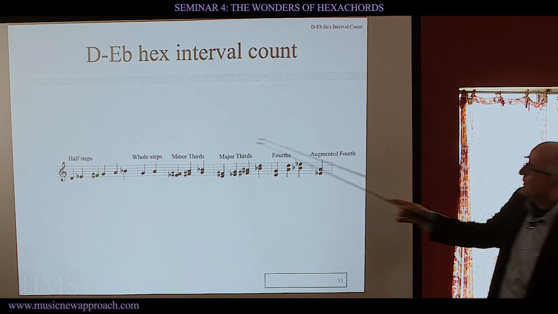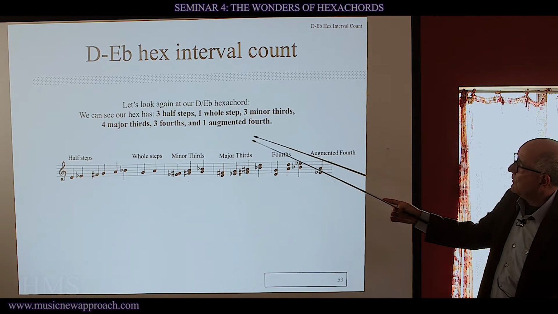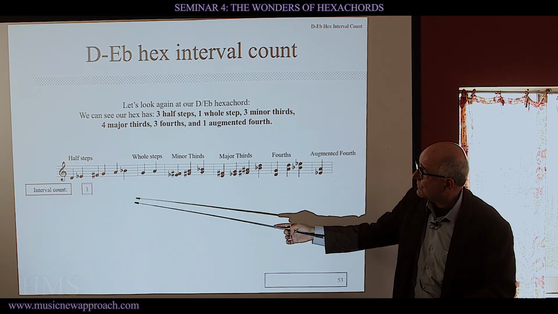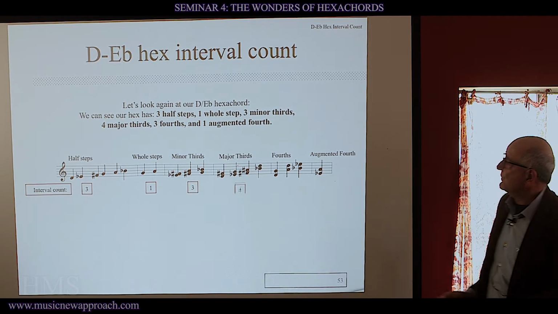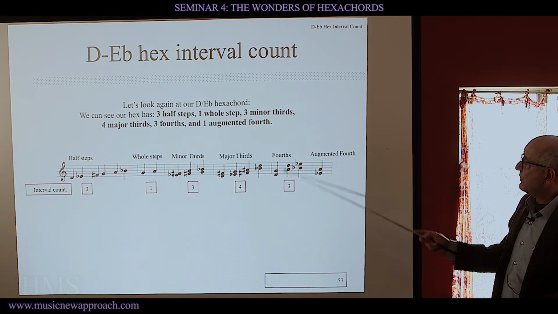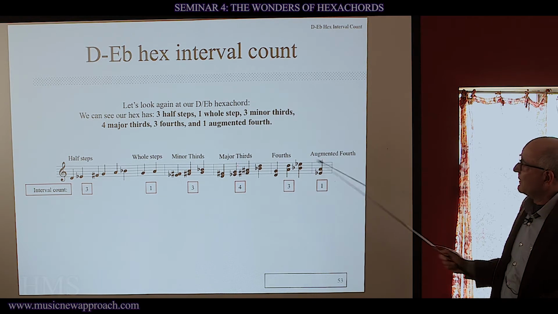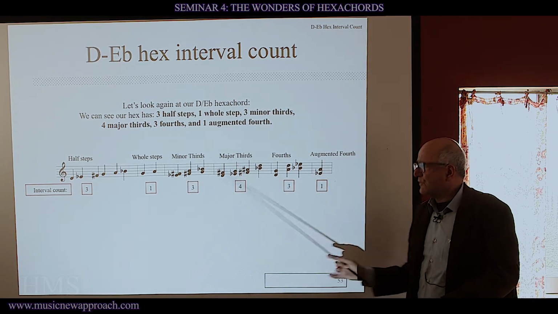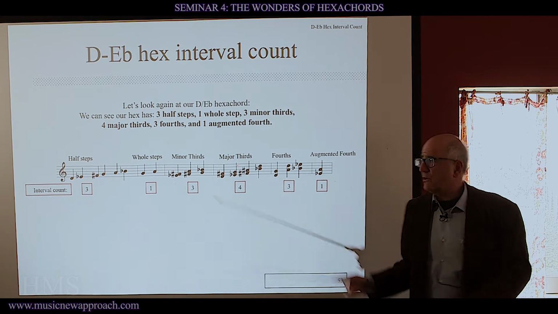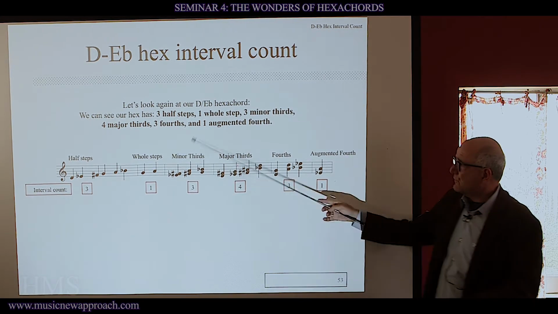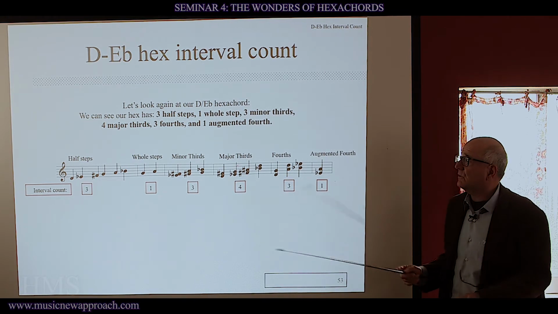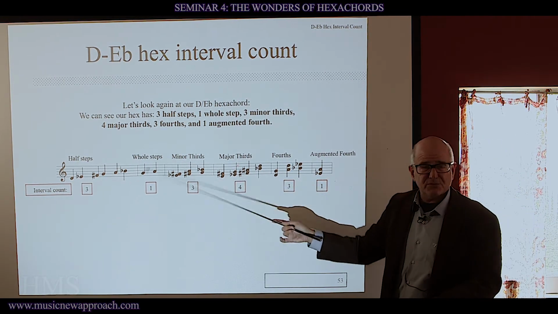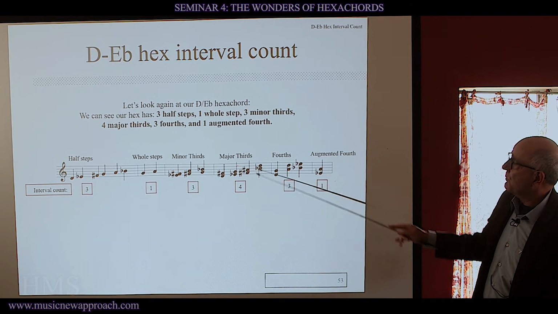So here's our hexachord. We have 3 half steps, we have 1 whole step, we have 3 minor thirds, 4 major thirds, and 3 fourths, augmented fourths. By the way, the inversions are all this. You don't need to do the inversions. You don't need to do major sixths, minor sixths, and fifths, because it's the same. You don't need to do sevenths or something like that. You just do one part of the inversion.